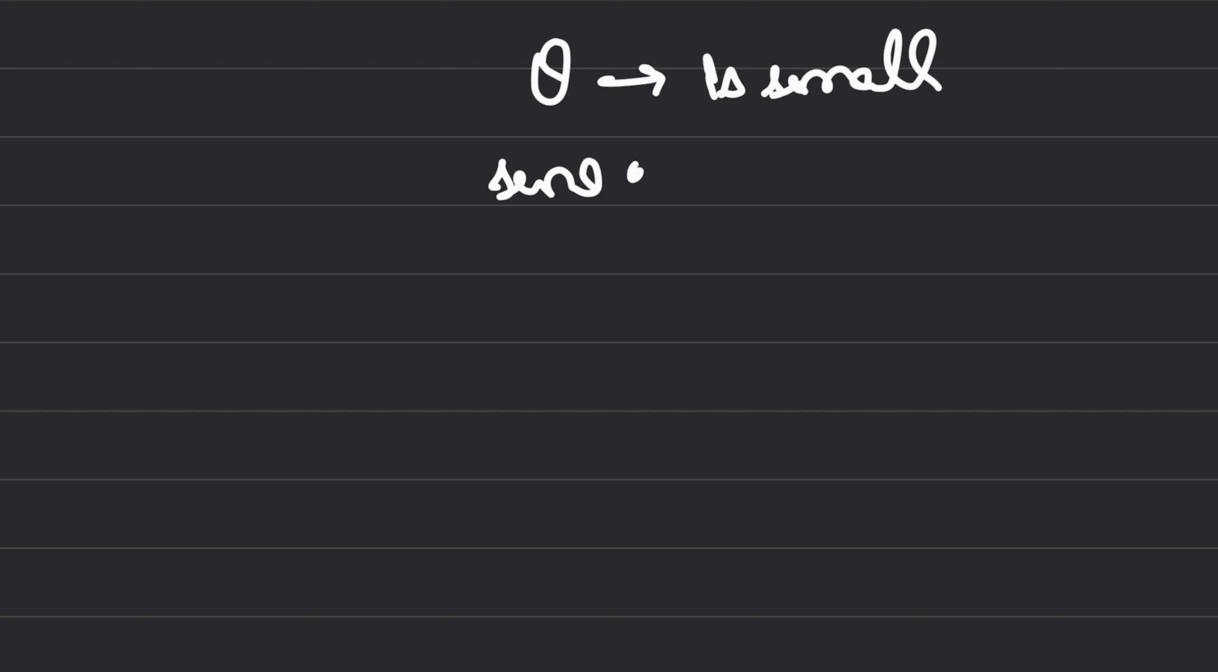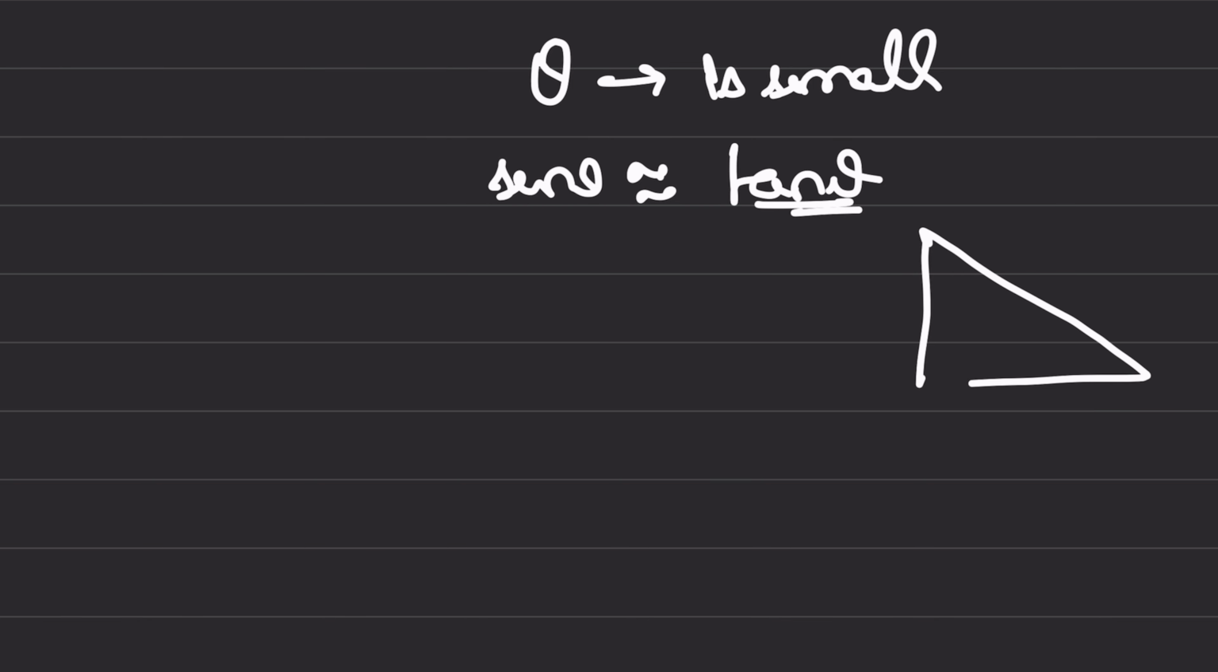As we know, if theta is small, then theta is equal to sin theta, or theta is also equal to tan theta. So if theta is small, sin theta is equal to tan theta. What is the concept behind this?